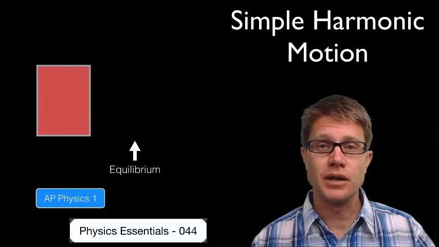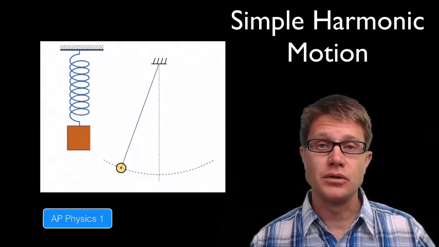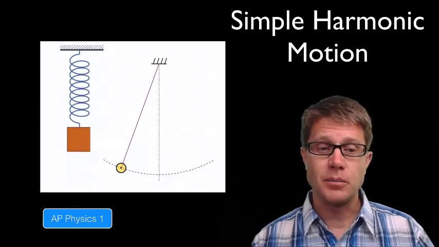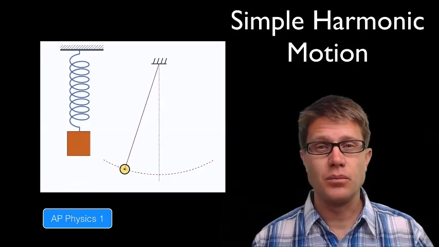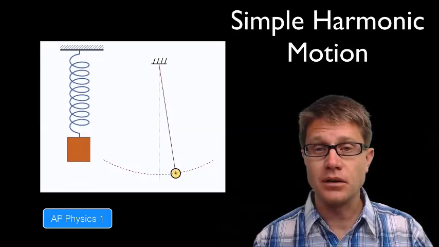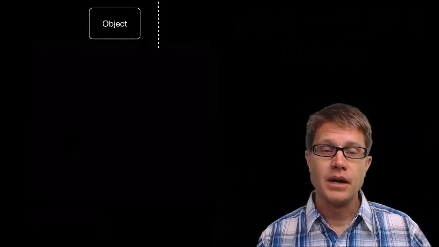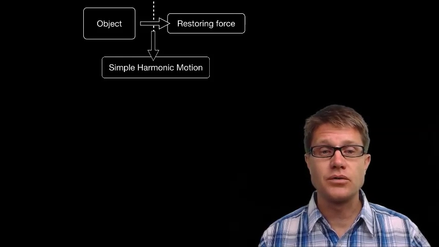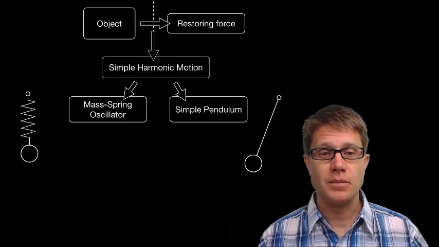What would be an example of this? Pushing a child on a swing. And so there are really two examples we'll do in AP Physics. One is a mass spring oscillator, and so it's going to bounce up and down like this, or a pendulum that's going to swing back and forth like this. So equilibrium is going to be right in the middle, but these restoring forces continue to bring it back towards equilibrium. And so if you have an object moving towards equilibrium based on restoring forces, we call that simple harmonic motion. And so here are the two types we'll talk about in AP Physics.